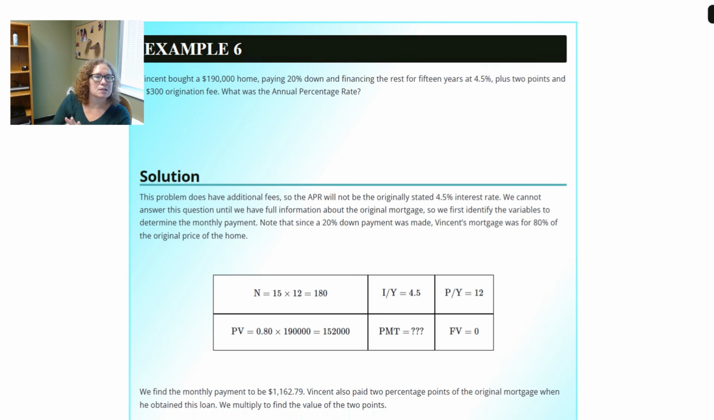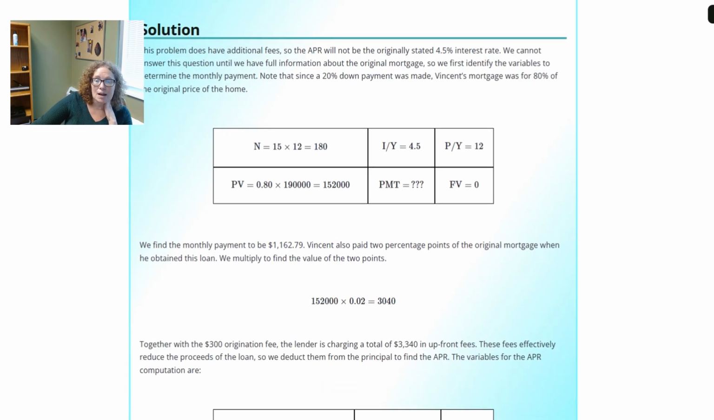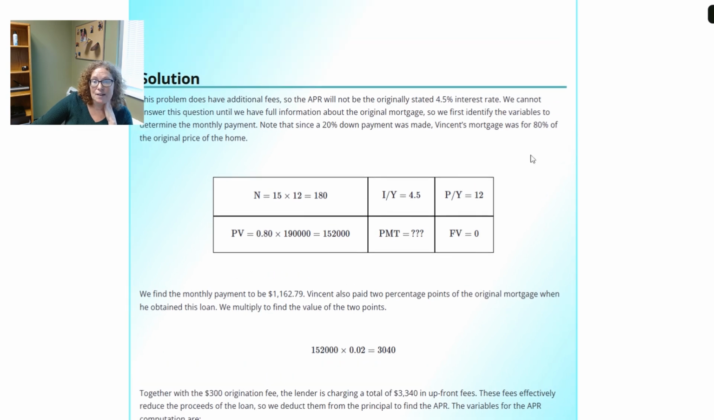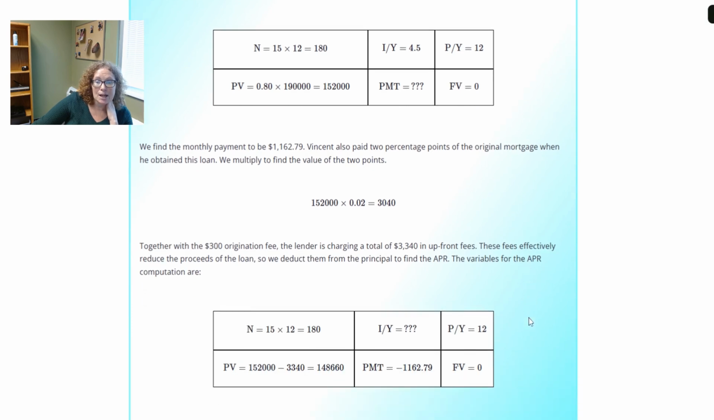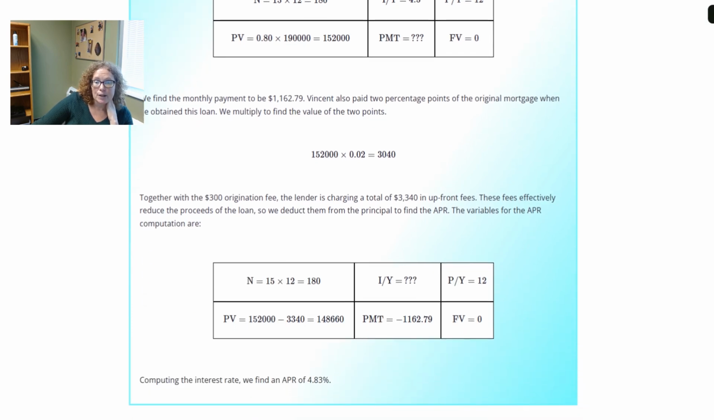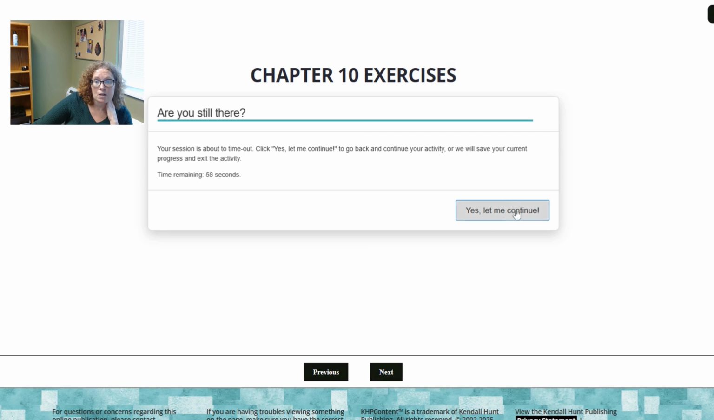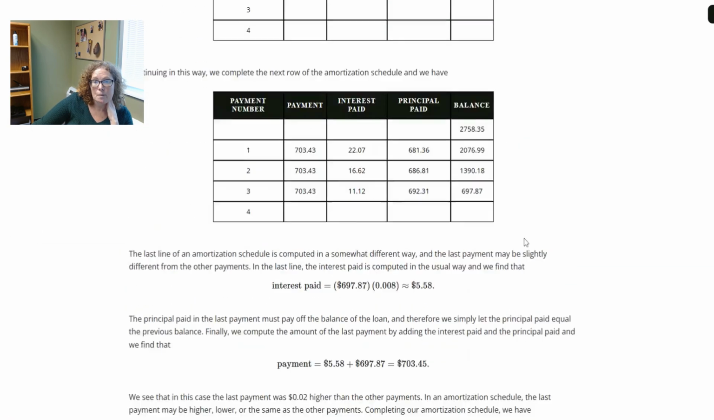This has a $190,000 home, 20% down, financing the rest for 15 years at 4.5%, plus 2 points and a $300 origination fee. Okay, so we have to take that into consideration in step 2 when we're looking at some of these problems. We can find the payment itself, but then we need to multiply in the points. We need to add in the origination fees, and then we can find out the amounts.